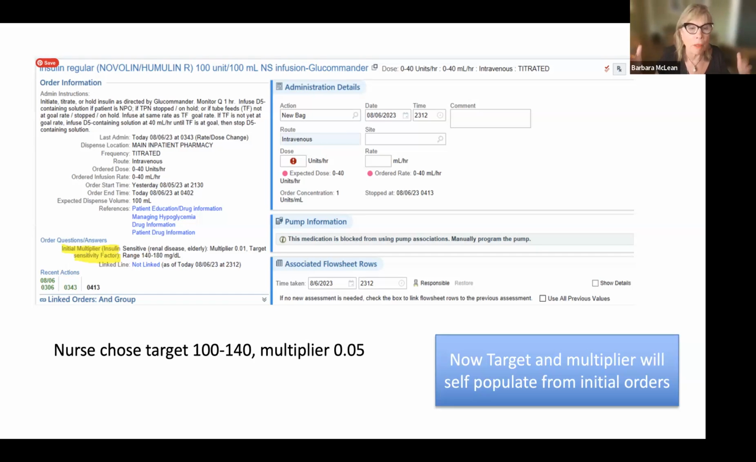You might not know the Glucommander and insulin well enough to really see what was happening, because that multiplier was 5 times what it should have been, and the target was 40 milligrams lower than it should have been, because it was 100 to 140 instead of 140 to 180. And Glucommander is going to adjust that insulin up because it sees that as a CTS patient, and our goal with them is to get their glucose down quickly, just like with a head injury patient.